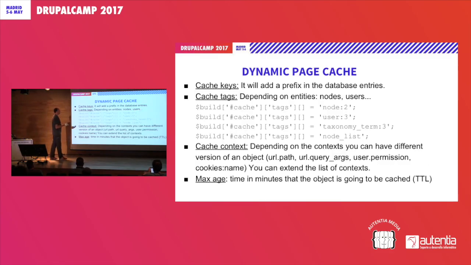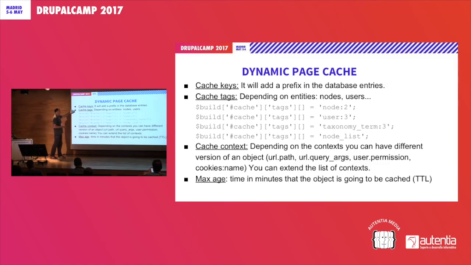So the dynamic page cache, you can set 4 types of keys in the render arrays. The first one is the cache keys. That is going to add a prefix in the database entries. So this is really useful if you don't know what is happening. You can add a key, and then you will see that entry, that key in the database, and it's going to be easier to see the problem. I will show an example on this later.